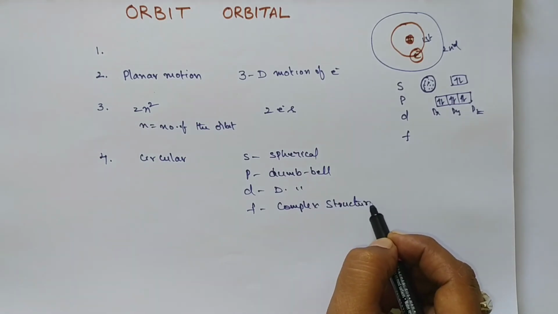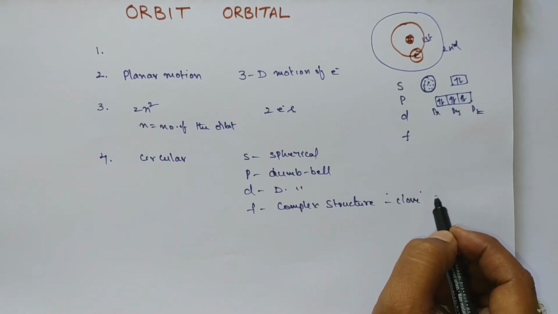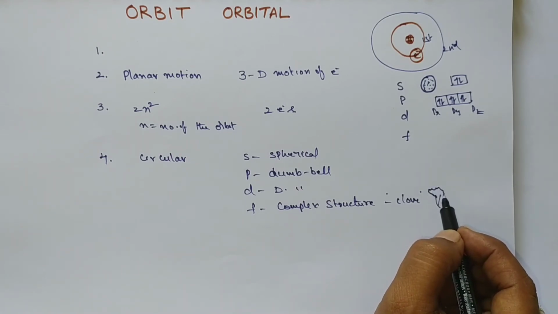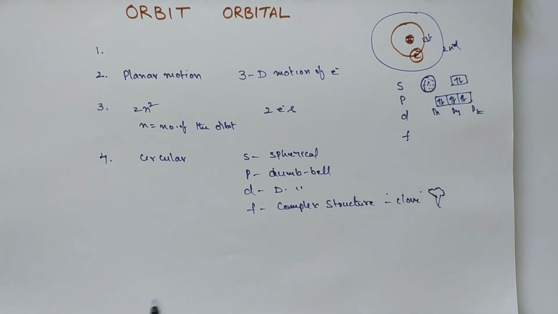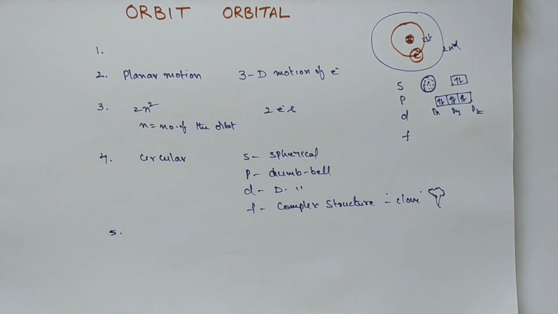It is also represented by a cloud. It is just like a cloud. So, it is a 3-dimensional structure, just like a cloud structure. And next, the fifth difference.